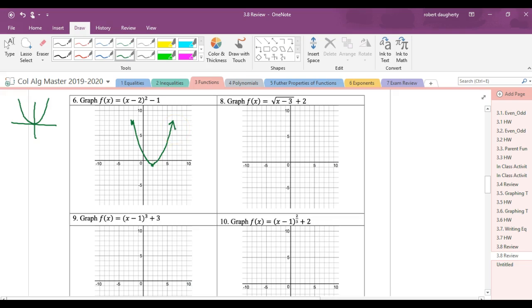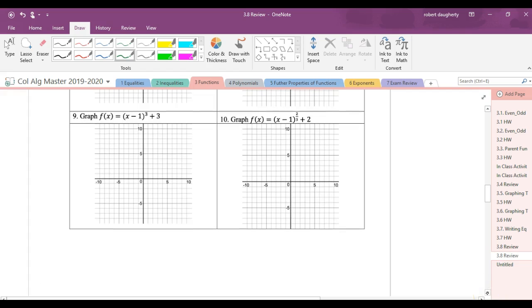The square root of x minus 3 plus 2. Parent function here is the square root of x. Okay, so what has happened? That minus 3 means that it's moved to the right 3, 1, 2, 3, and up 2. So I'm going to start that function here. So that's what it looks like to have square root of x minus 3 plus 2.